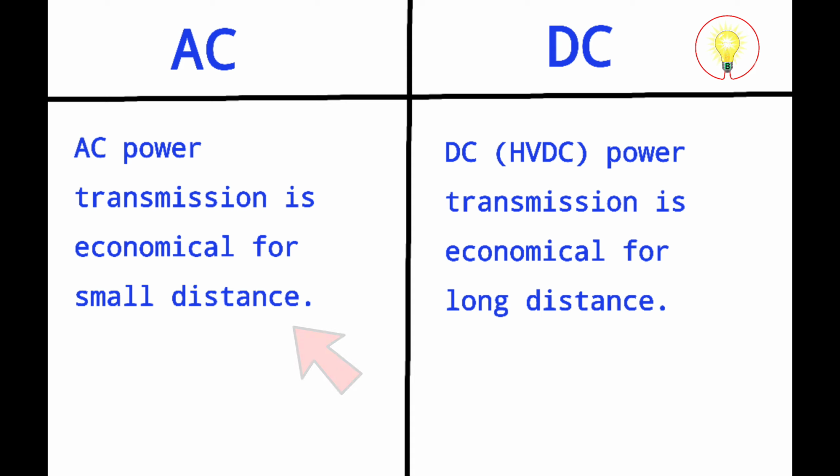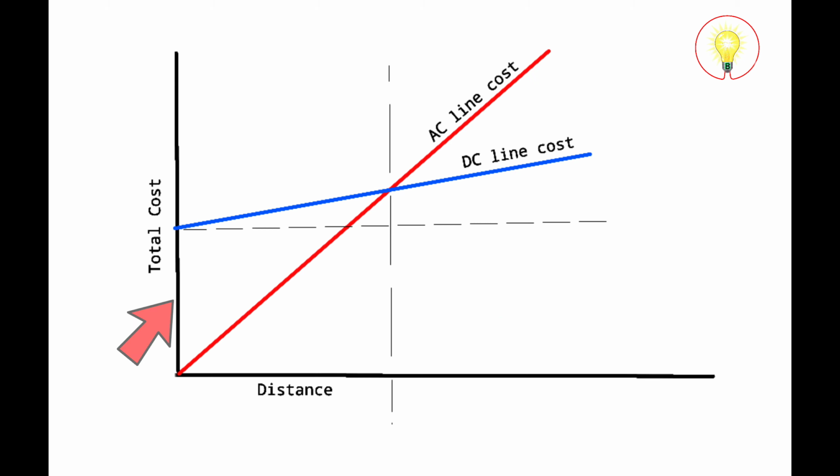Comparison number 8. In AC, power transmission is economical for a small distance, and in DC, HVDC power transmission is economical for a long distance. Look at this diagram. Here this axis is total cost and this axis is distance, the red line is the AC transmission line cost and the blue line is the DC transmission line cost. Look, gradually with distance the cost of AC is increasing, but DC is costlier than AC before this point, and after this point DC becomes cheaper than AC.